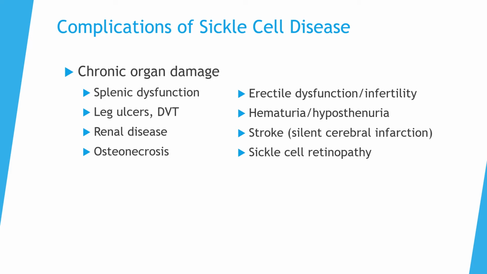Blood may be found in urine, and urine's osmolarity may be elevated. Stroke can occur from sickle cell disease, as the sickling occurs within the vasculature of the brain as well. And sickle cell retinopathy, which we'll cover in the subsequent slides, can also happen as a complication.